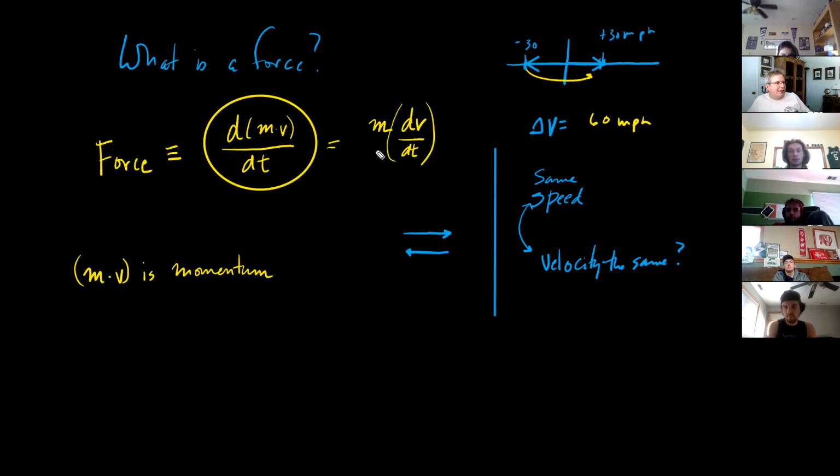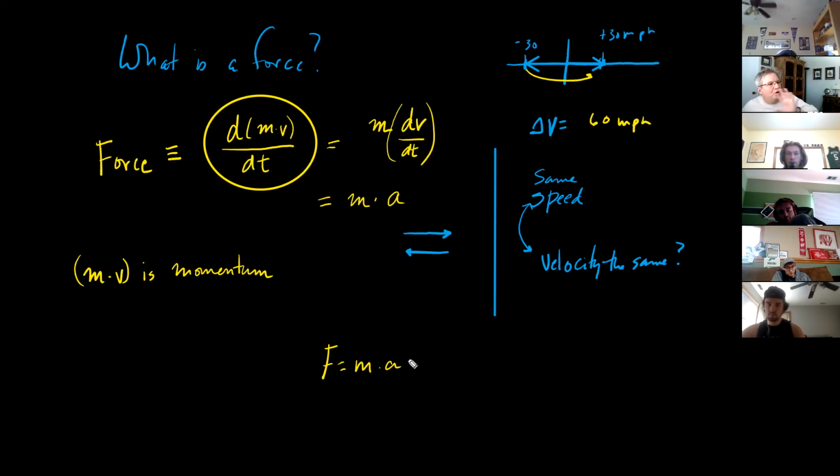I can say that's the mass times dv/dt. That's the question. How does the velocity change over time? Now, Aaron, what do you call the change in the velocity over time? That's acceleration. So I get this equation, force equals mass times acceleration. The way that your velocity changes is called an acceleration.